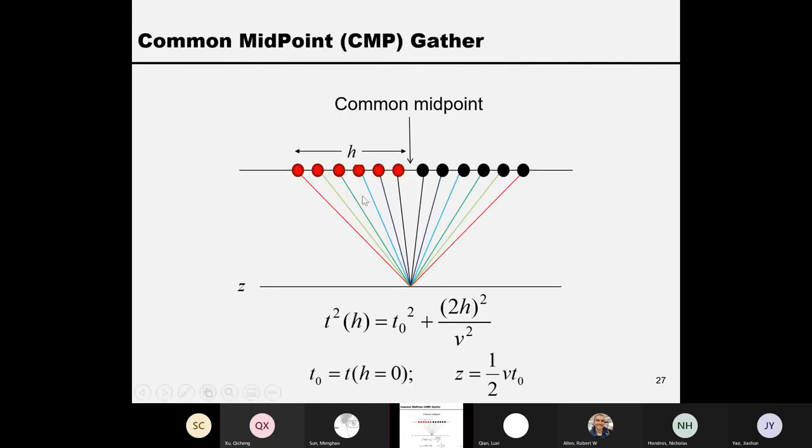CMP concept, we showed this diagram before. You have a source and a receiver, with the distance 2h. h means half of the source-receiver offset. h is the half offset. And the midpoint here, those six pairs of sources and receivers came from the same reflection point if the subsurface structure is flat. The traces from these six receivers are put together as a CMP gather.